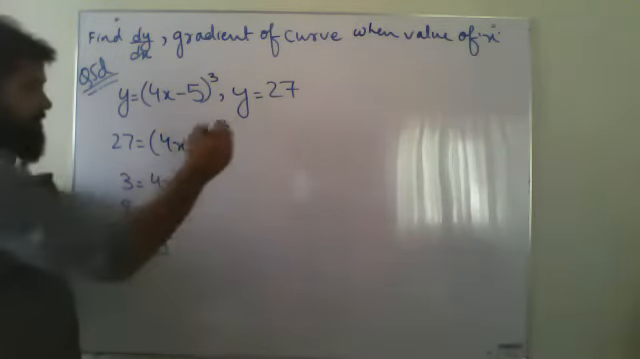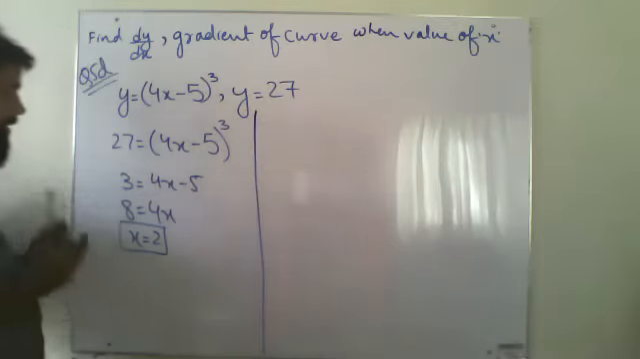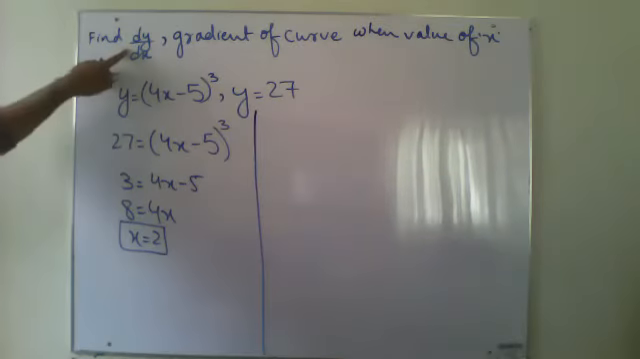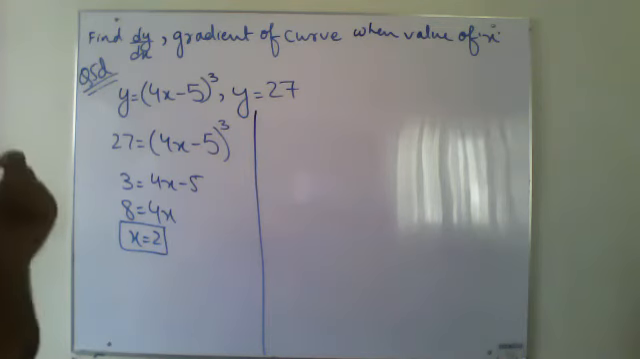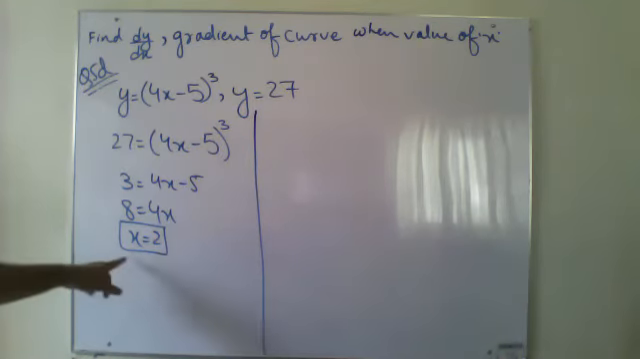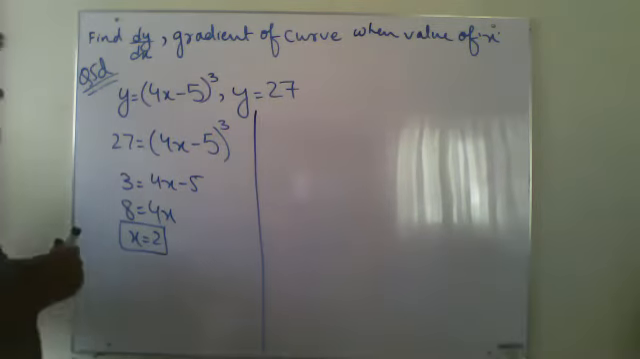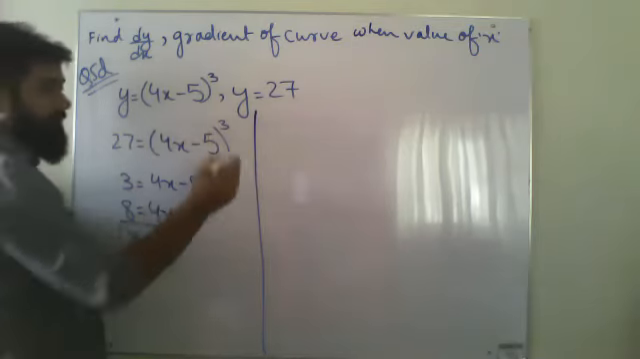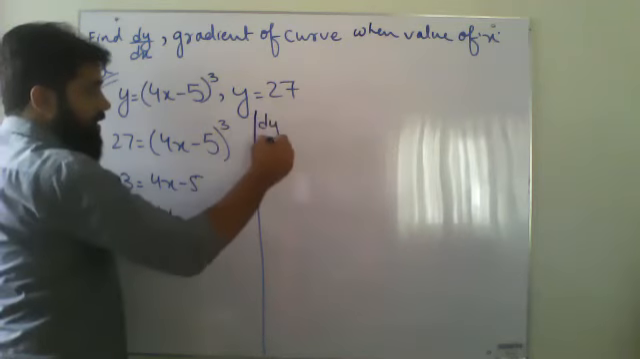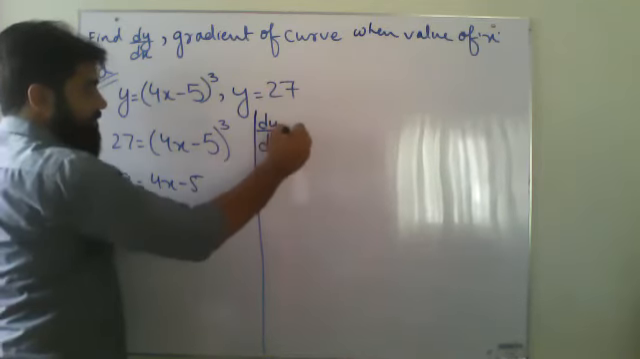After this, they are saying find dy over dx. But always remember, I always said try to find the value of x in the first place. I can find it over here, that's why I found it. So now this is my equation. I can't simplify it further, so I'm directly going for dy over dx.